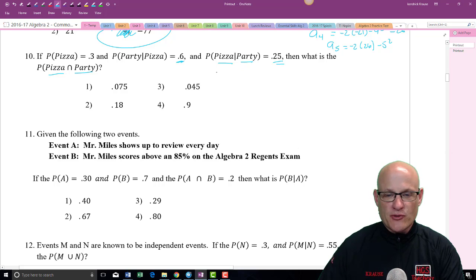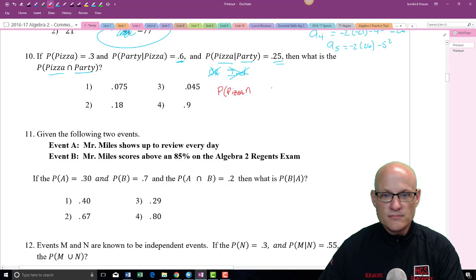Well, I'm looking for two things. I'm looking for an or, which I don't have, and I'm also looking for independent, which I don't have. So because I don't have or and because I don't have independent, I have to use one of these two formulas. The probability of pizza and party.